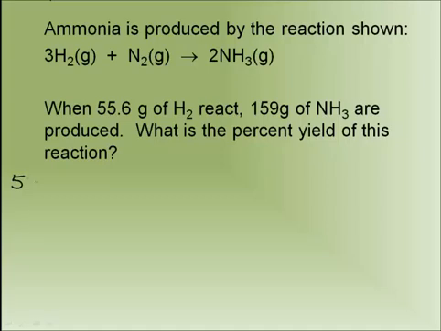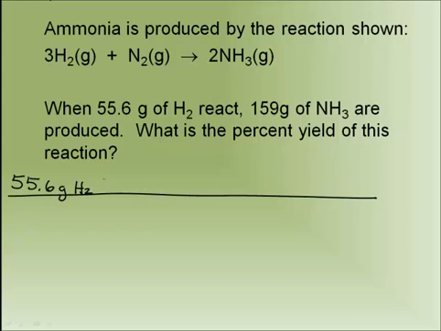So I'll start with my given number of 55.6 grams of hydrogen. I'm going to convert from grams to moles. Then I'm going to convert from moles of that reactant to moles of the product.